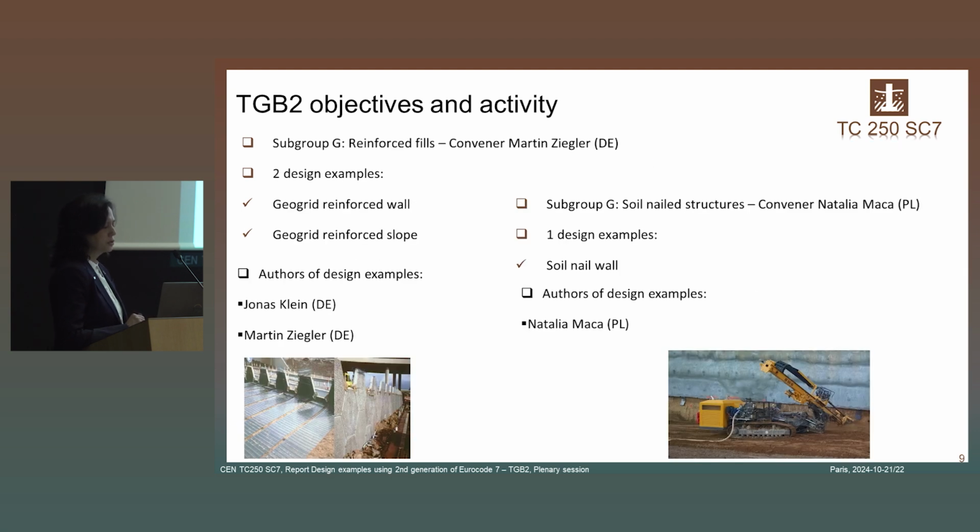And for reinforced fills, the convener was Martin Ziegler from Germany, and they developed 2 design examples, a reinforced wall with geogrids and a geogrid reinforced slope, with only 2 people that left in this subgroup. And after the decision was taken for the final draft of Part 3 to split the reinforced fills and the soil nailed structures, Natalia Maca from Poland took the lead of this subgroup, and she developed a very nice design example on soil nail wall.